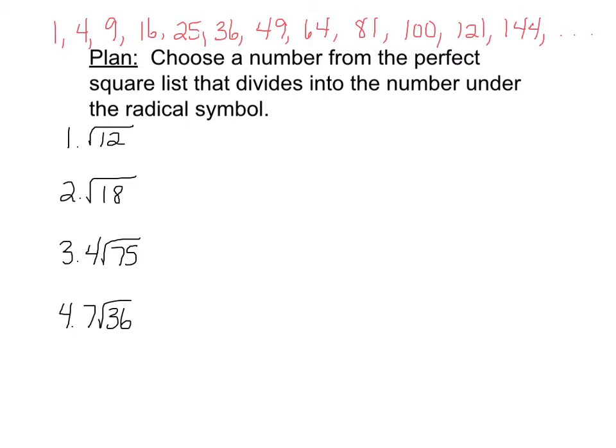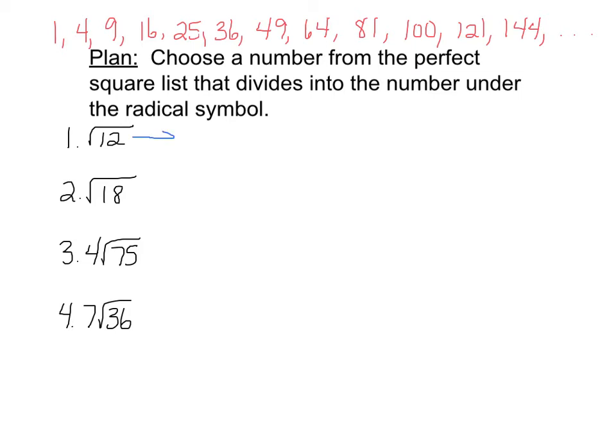Radical 12. So I'm going to look at my list. 12 is not in my list. So I need to think of two numbers that will divide evenly into 12. The first one that comes to my mind is 6 times 2. But I'm not going to use 6 or 2 because 6 and 2 are not in my list. So a number that's in my list would be 4 times 3.